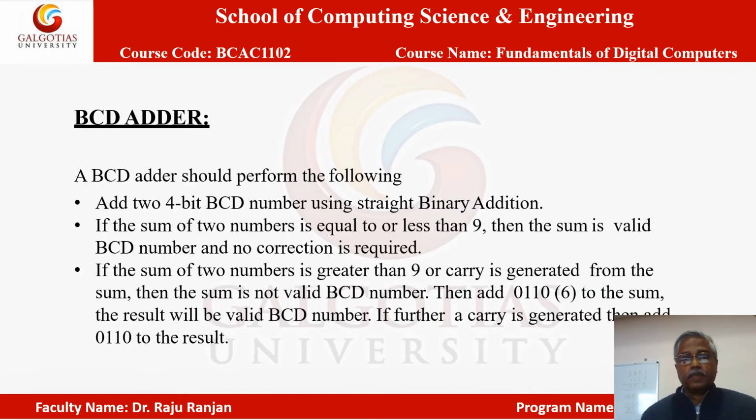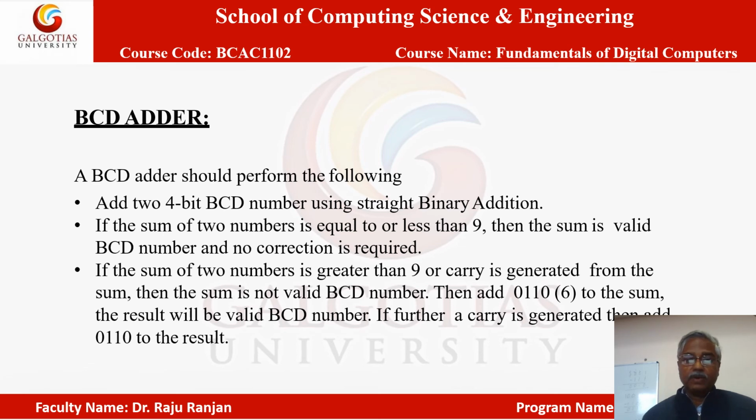So what should a BCD adder do? A BCD adder should perform the following: add two 4-bit BCD numbers using straight binary addition. You already know that BCD is a 4-bit number. If the sum of the two numbers is equal to or less than 9, then the sum is a valid BCD number and no correction is required.